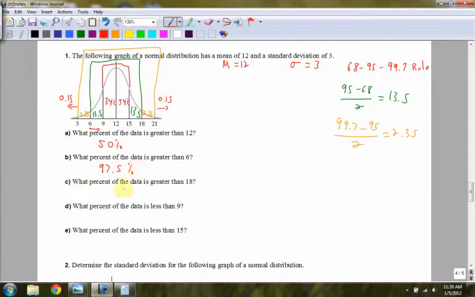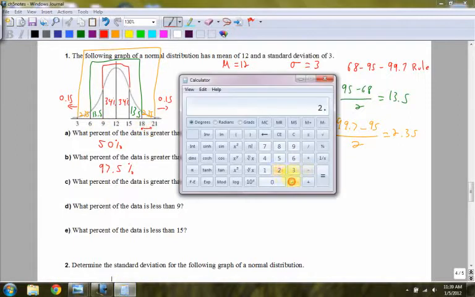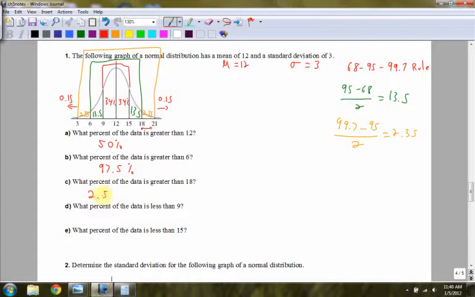Okay. Next one, what percent of the data is greater than 18? Here's 18. We're not looking at the 6 anymore. If I go from 18 on, I just have the 2.35 plus the 0.15. So I get 2.5. 2.5% of the data is greater than 18.